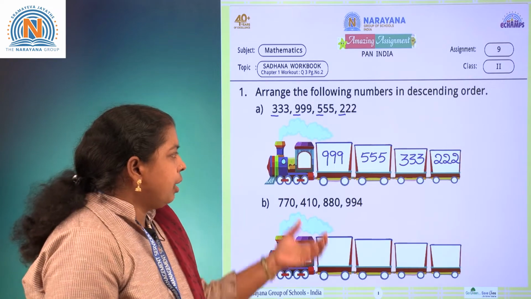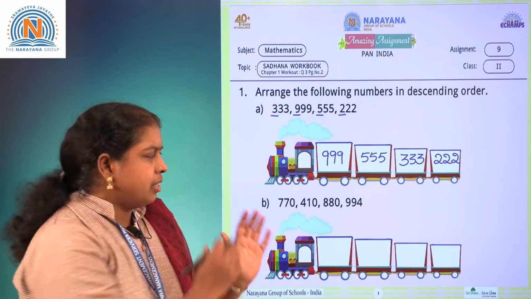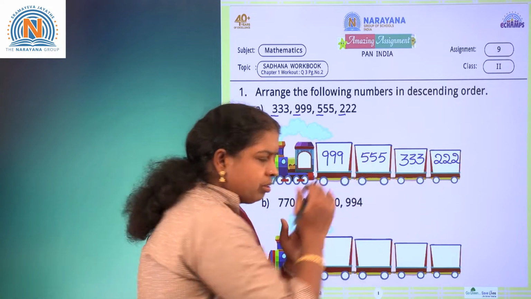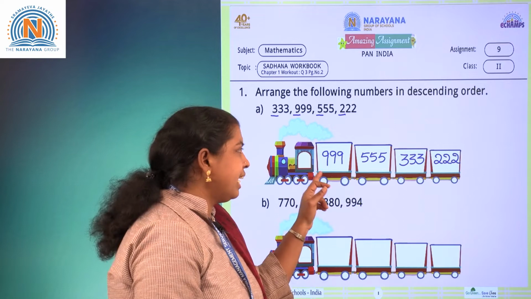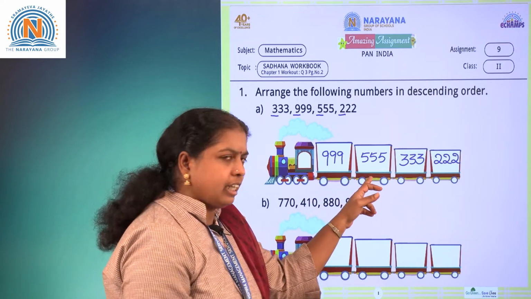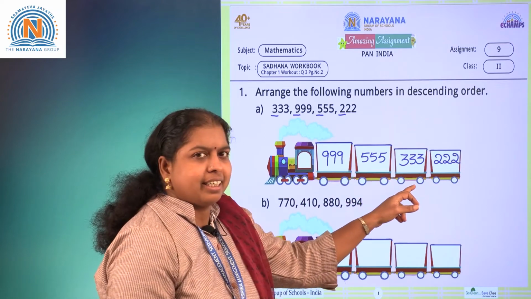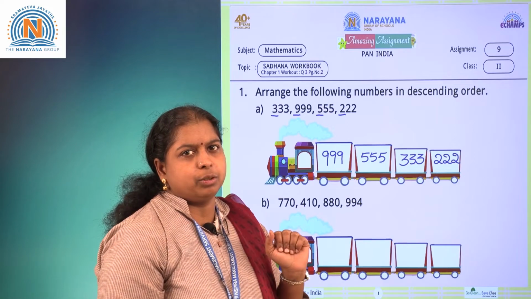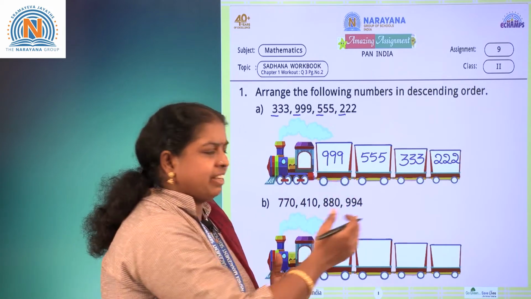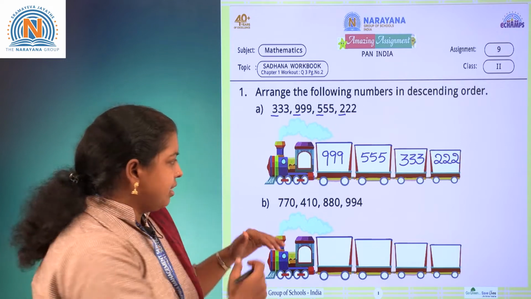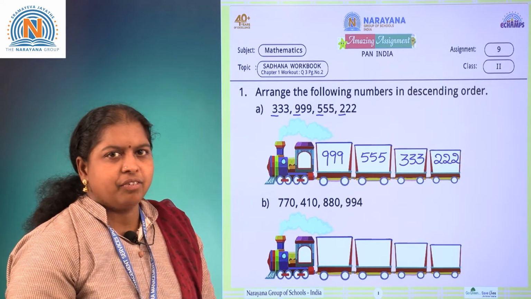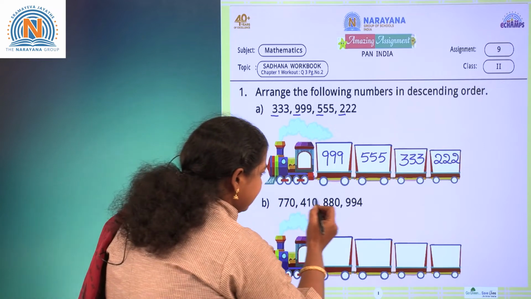So, you have arranged the given numbers from greatest to smallest. What is the greatest number among all? 999, 555, 333, 222. So, you have arranged the given numbers in descending order. Let's arrange the next set of numbers. What are the next set of numbers?